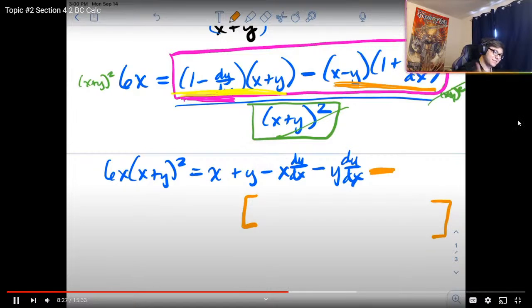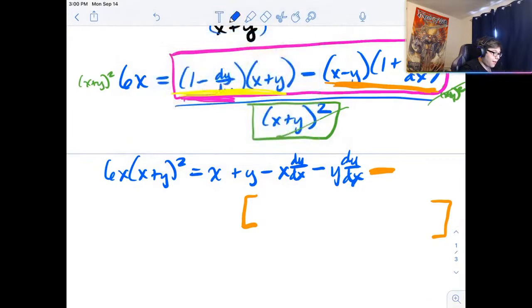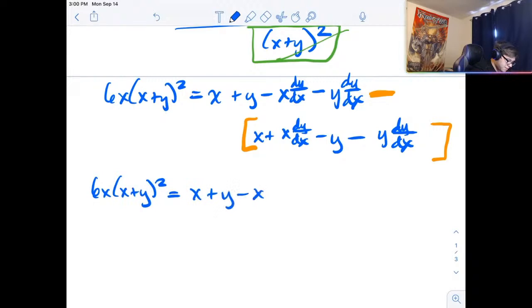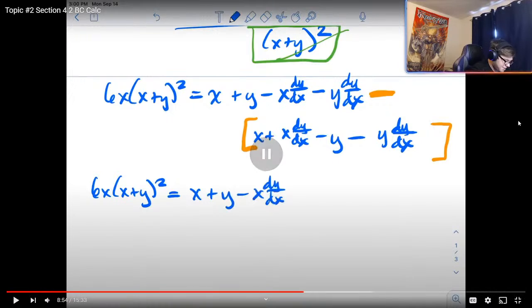But for right now, my focus and concentration is just on foiling those last two parentheses together. If I did that, I would get x plus x dy dx minus y minus y dy dx. Okay, we're getting somewhere with this. There's so much notation on my screen, you guys, that it's better to be safe than sorry. So I'm going to go ahead and rewrite. I wrote that wrong.